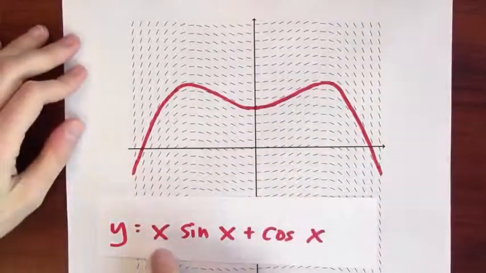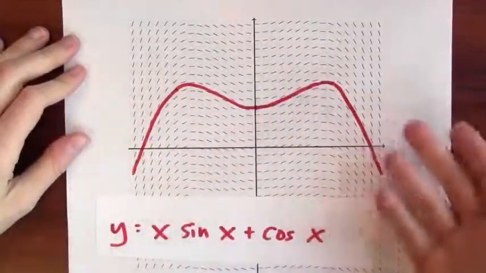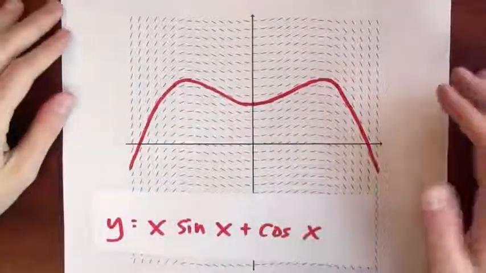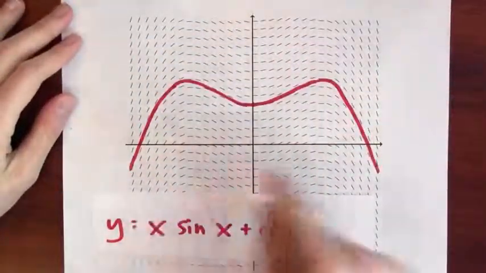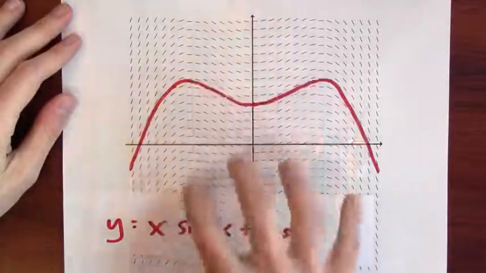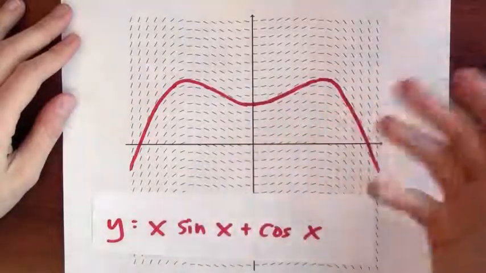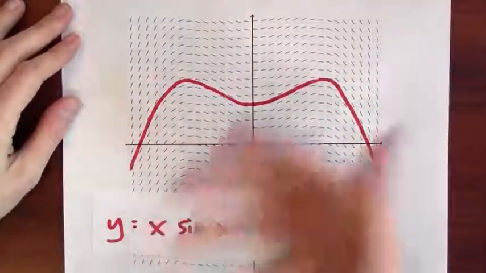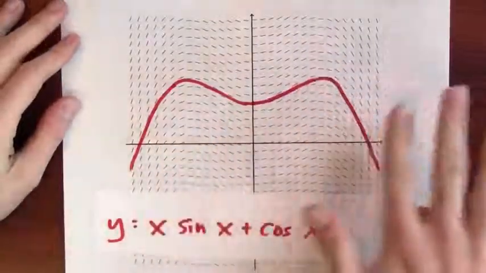So here I've graphed x sine x plus cosine x, and you can see that it's really moving in the direction of the slope field, which makes sense because the slope field is coming from x cosine x, which is the derivative of this thing. And I drew the slope field by drawing little tiny line segments whose slope is x cosine x. So since this thing differentiates to x cosine x, this thing is really moving along the slope field.